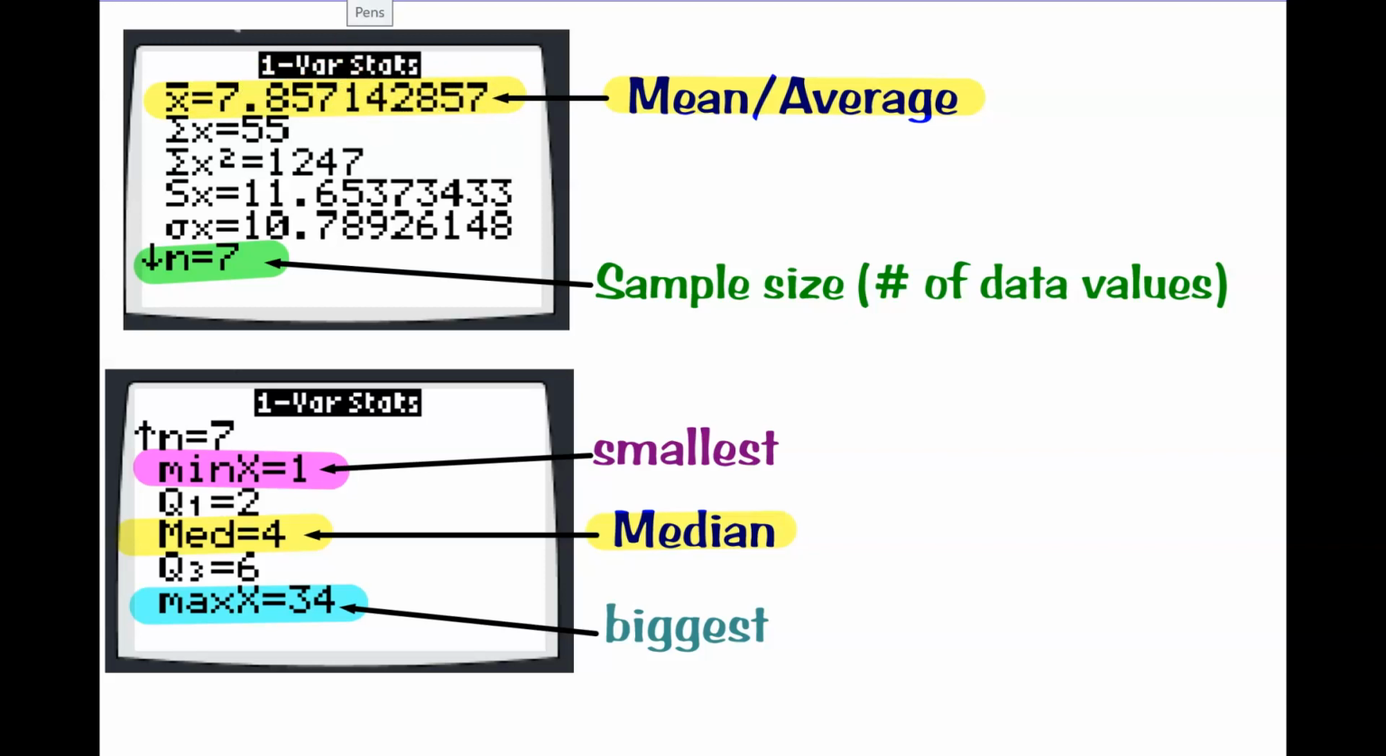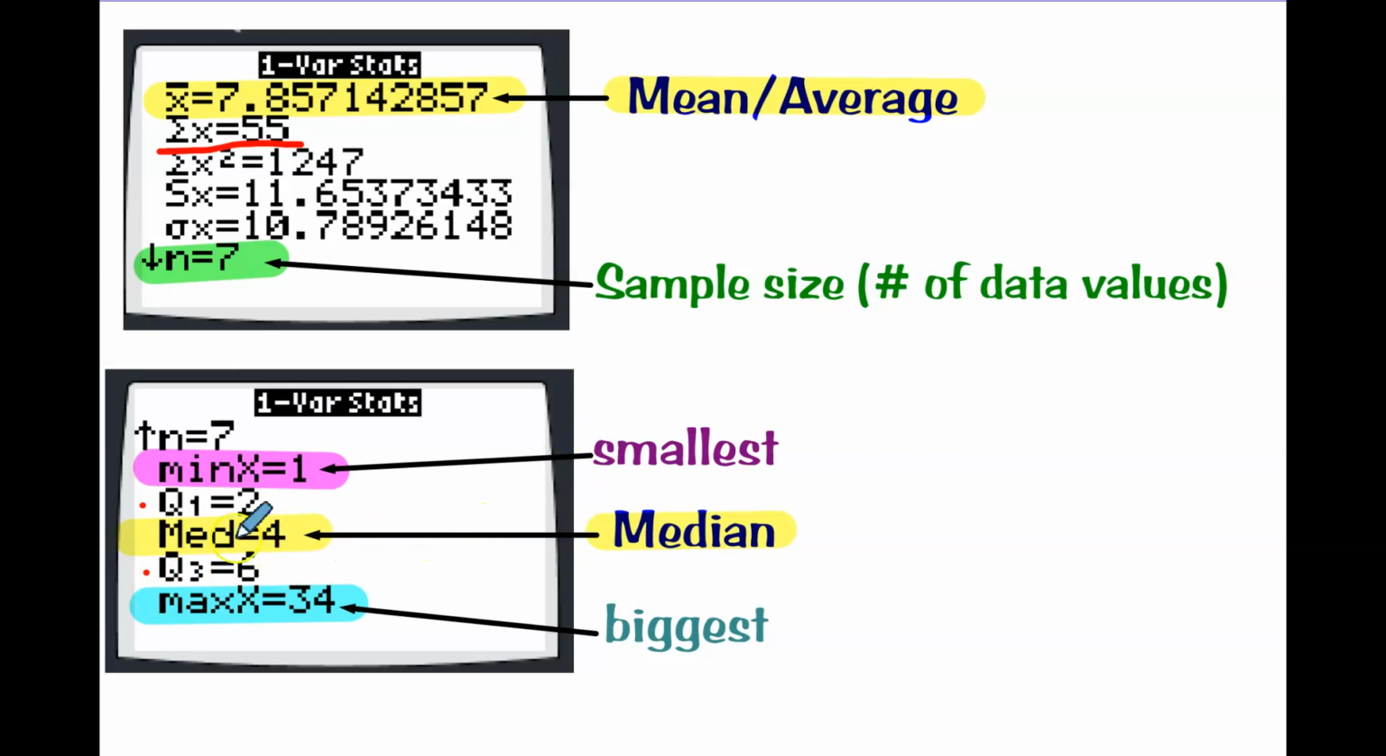Although, in case you were wondering what some of the other symbols are, this one right here is actually the sum of all your data values. So if you add up all of the data we put in, you would get 55. Another important one that we're going to talk about later on in this unit are Q1 and Q3. Those relate to the interquartile range that we will talk about later on.